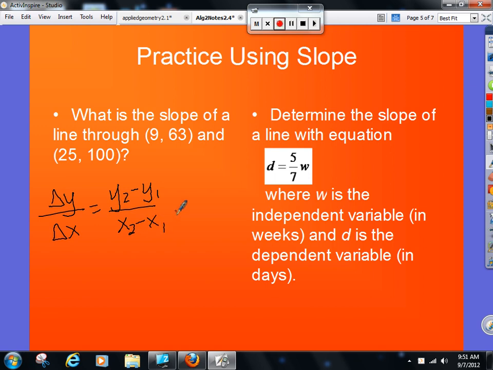If you're curious what the answer is, I want to skip over this. I got 37 over 16 in case you're wondering. I forget, I'm supposed to tell you the answers first these days. Okay, so let's finish this up.